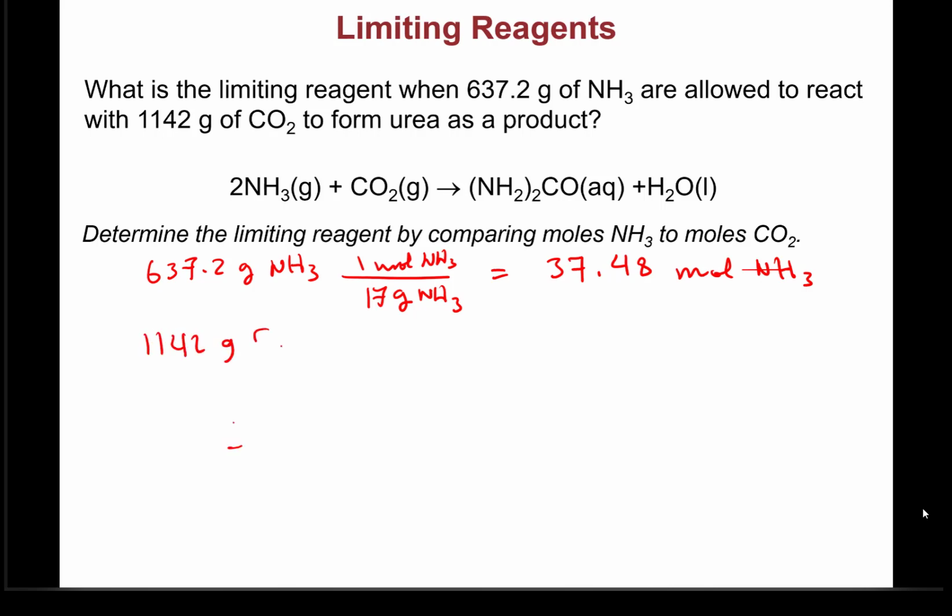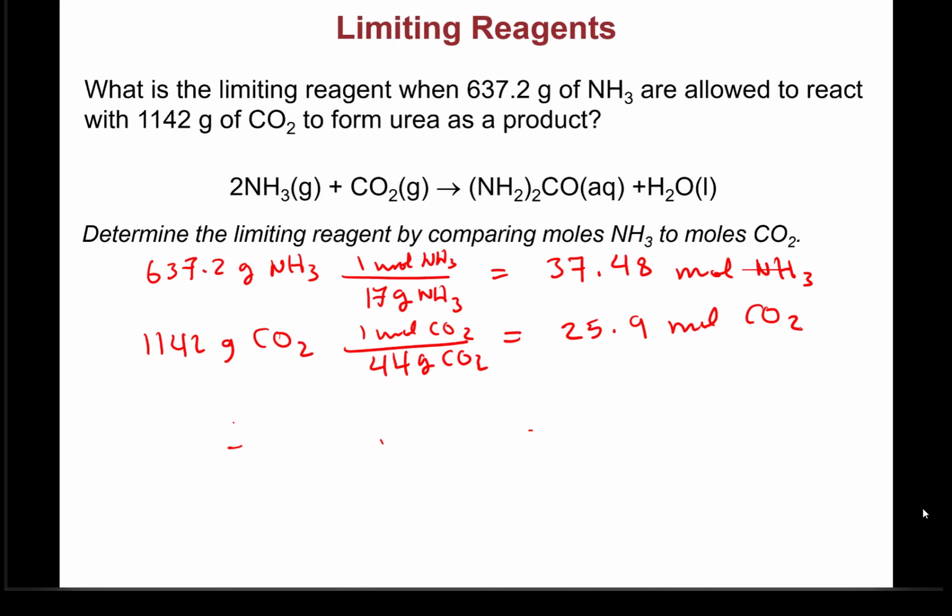We repeat the same thing for carbon dioxide, starting from the grams of carbon dioxide, 1142 grams of carbon dioxide. Want to convert them to moles. We know that 1 mole of carbon dioxide has the mass of 44 grams of carbon dioxide. So we get the moles of carbon dioxide in that initial number of grams, which is going to be 25.9 moles of carbon dioxide.